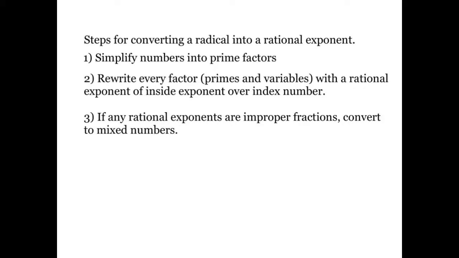Second step is to rewrite every factor of the radicand, that's the primes and variables, into individual factors with an exponent of the inside exponent over the index number. So we're going to basically rewrite them all with rational exponents. Now, if any of the rational exponents are improper fractions, convert those improper fractions to mixed numbers.